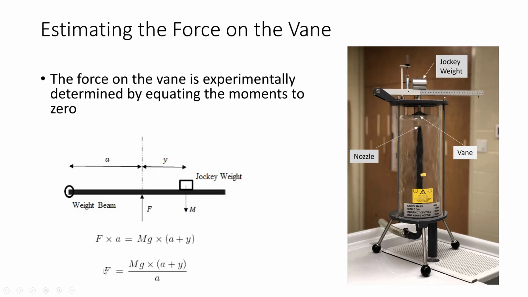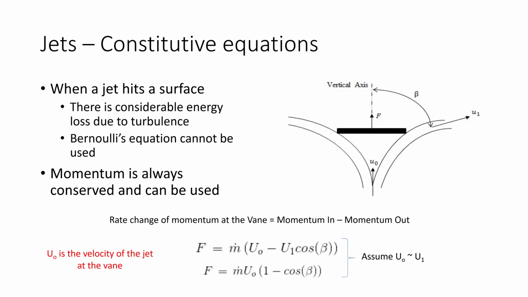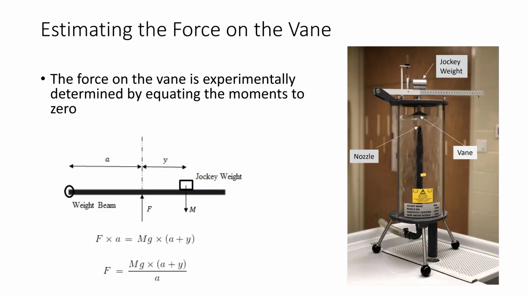And from there we can calculate experimentally what that force is by multiplying the mass of that jockey weight, which is given to you in your lab handout, times the acceleration due to gravity times a plus y, divided by a. So that's how you get the experimental force, and then we compare it to the theoretical force based on the impulse momentum equation that I showed you in the previous slide. We'll see how good our experiment matches the theoretical result.